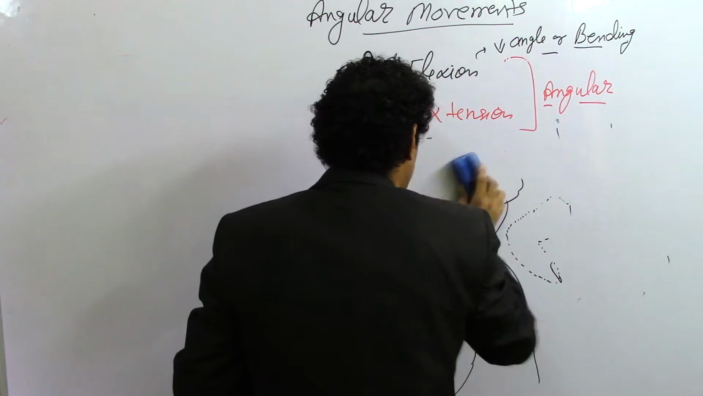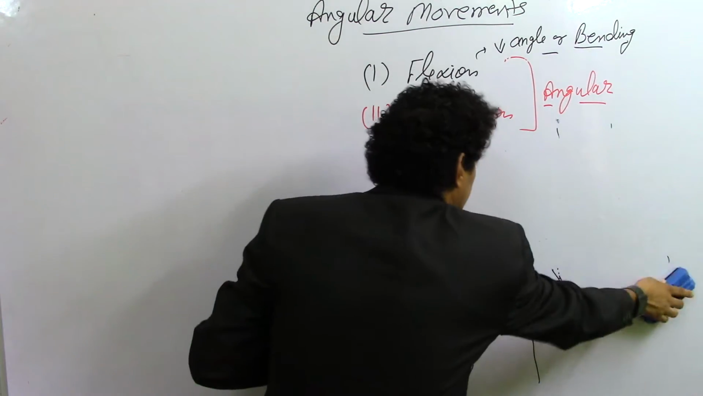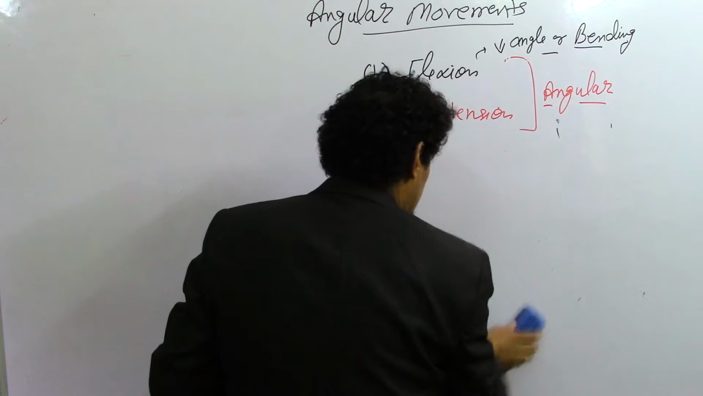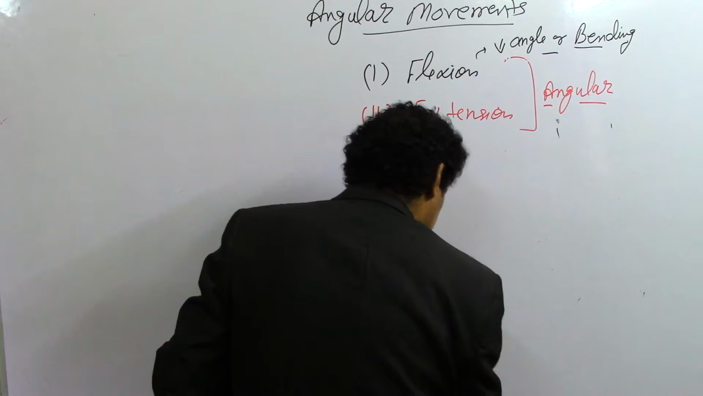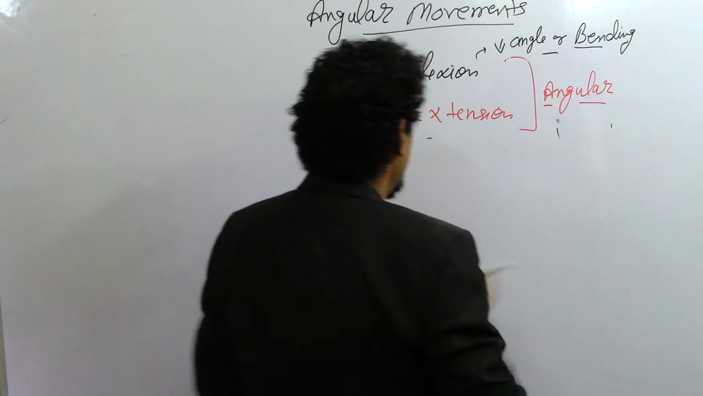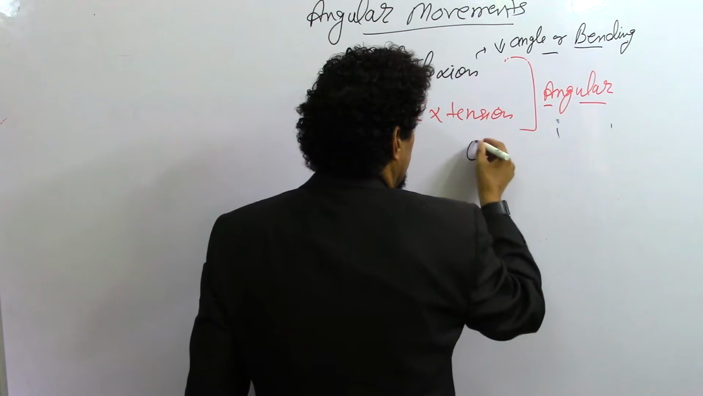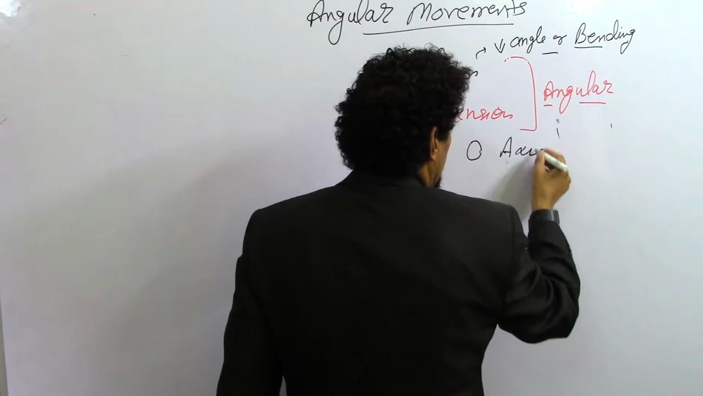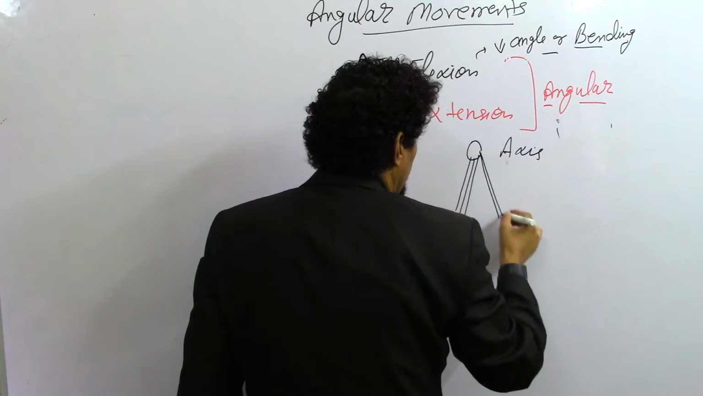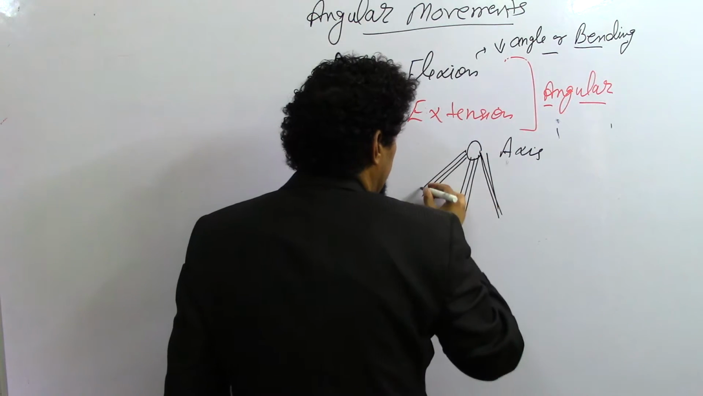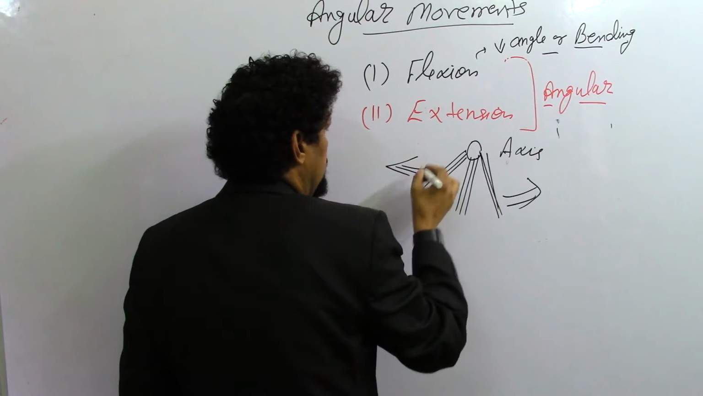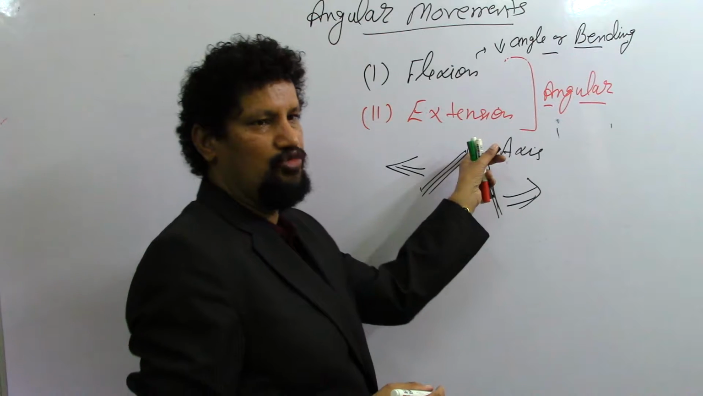So each movement has its own plane and its own axis. Each movement has its axis and the plane where the movements are occurring. This is the plane of the movement and this is the axis of the movement.